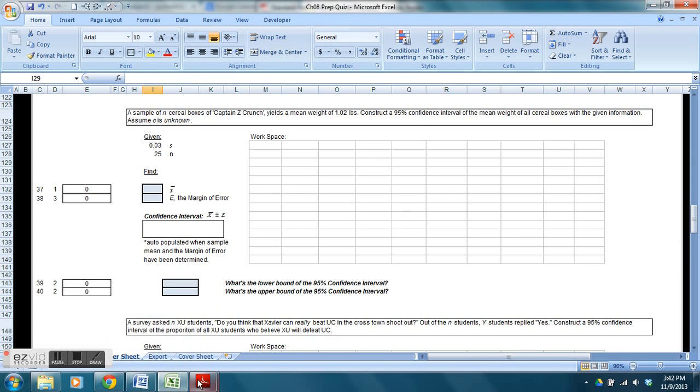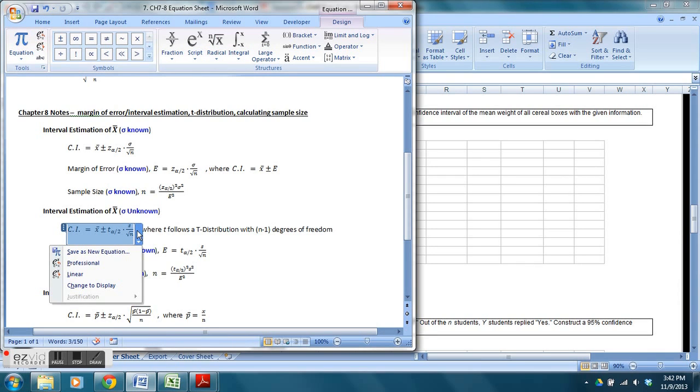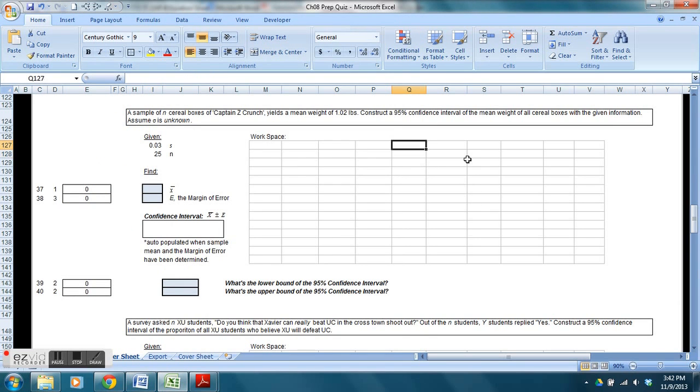So go to your equation sheet, and we want an interval estimation using x bar, but in this case the population standard deviation is unknown. So here's our equation for the confidence interval. Let's copy that, and we will paste it in here for our viewing pleasure. Great. Just put that right here.